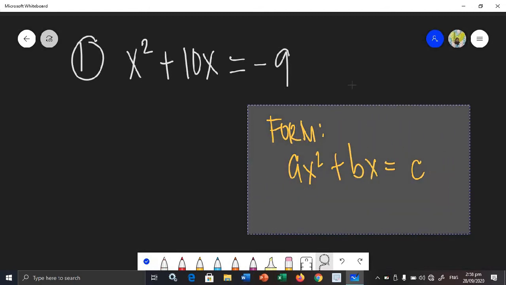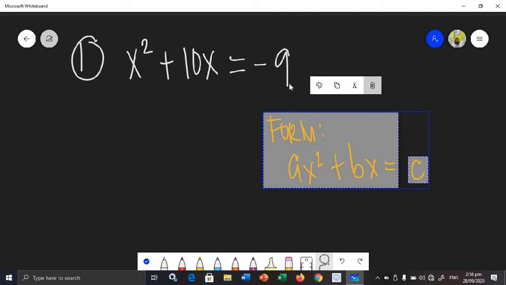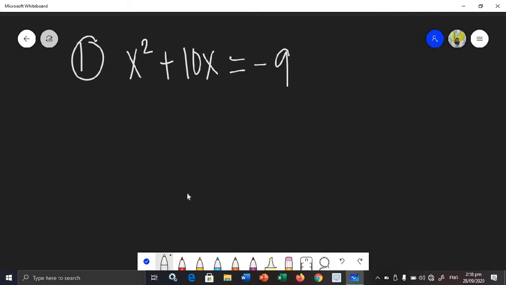So, I'm going to remove this one. Okay? So, ma'am, how do we solve this using completing the square? Kaya siya tinatawag na completing the square kasi we will be forming a trinomial here on the left side. Eh ma'am, paano po yan? Kasi binomial lang yung given dito. So, paano natin, ma'am, gagawin tong trinomial? We will look for the third term.